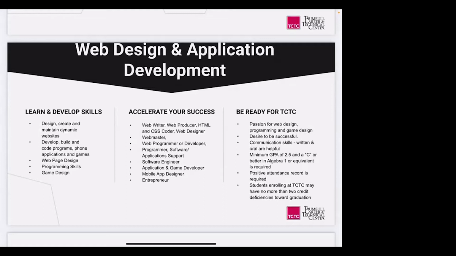Communication skills, written and oral, are great. If you can, get that speech teamwork, where you're going to stand up in front of a judge for the BPA competitions that we do, and not be afraid to give speeches to judges in small groups. That would be awesome. A GPA average of 2.5 or better. Algebra 1 or equivalent is required. A positive attendance record. And you cannot have more than 2 credit deficiencies toward graduation.